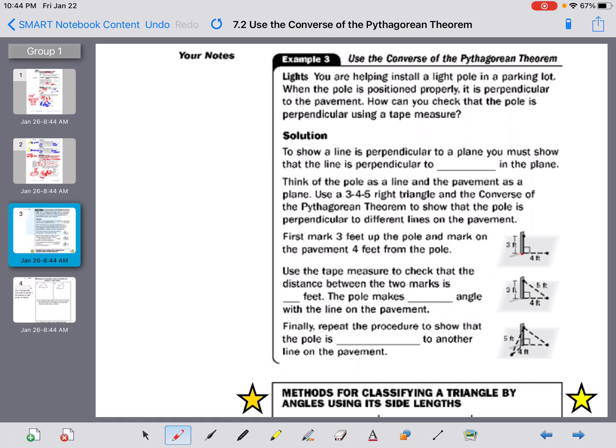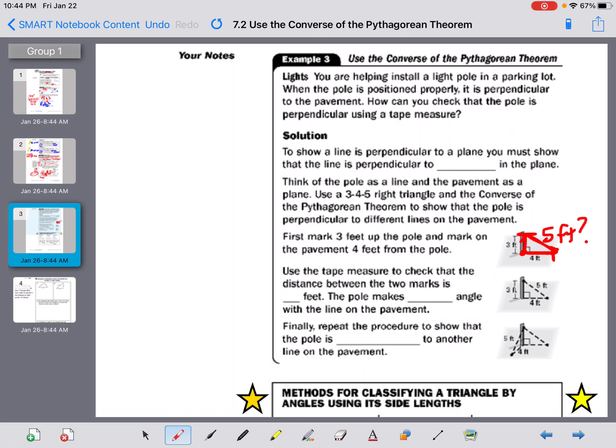Take your tape measure, measure 3 feet up, make a mark. Go back to where you just started, and go out in your parking lot 4 feet and make a mark. Then join this mark to this mark and check, is it 5 feet? If it is, congratulations, you have a perpendicular because you have a 3, 4, 5 triangle. If it's not 5 feet, then you might not have 90 degrees.